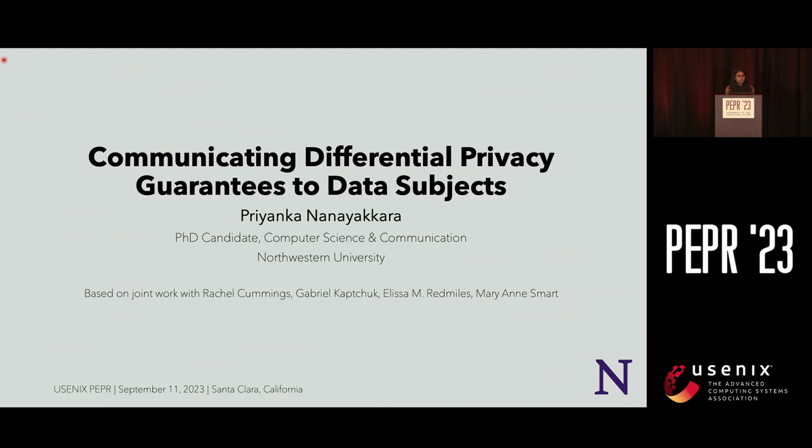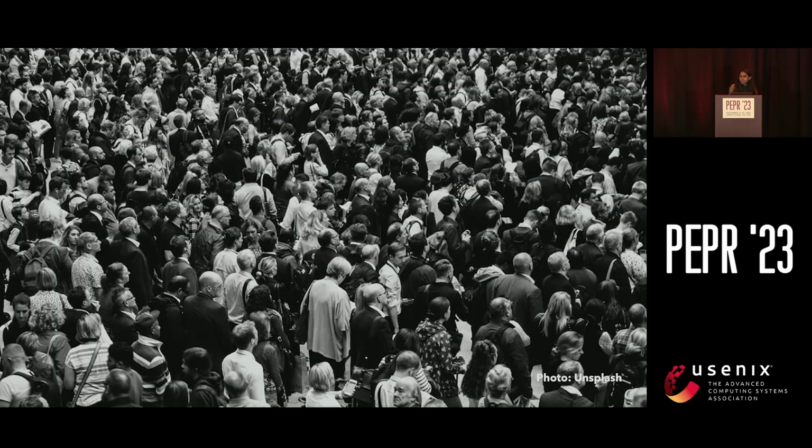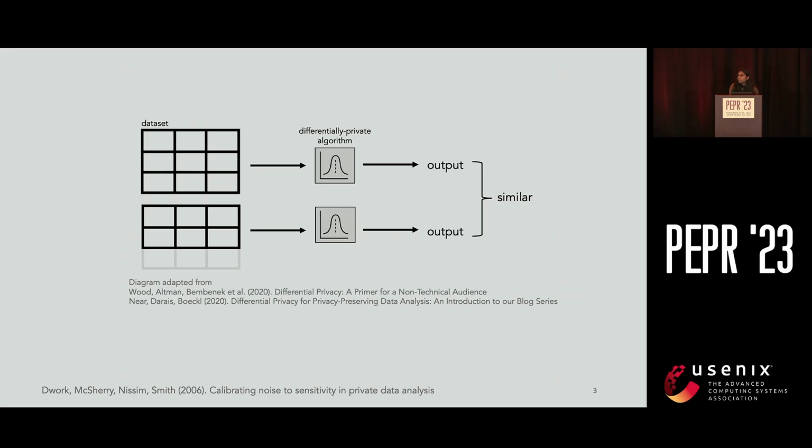Okay, so these findings are based on research done with my collaborators, Rachel Cummings, Gabriel Kapchuk, Alyssa Red-Miles, and Marianne Smart. So differential privacy, or DP, is a state-of-the-art approach to privacy-preserving data analysis. It allows us to learn patterns about groups of people while minimizing what we learn about individuals. More specifically, DP provides an individual-level privacy guarantee. So if we conduct an analysis under DP, then whether or not we include any given individual's information, we expect the outputs to be similar.